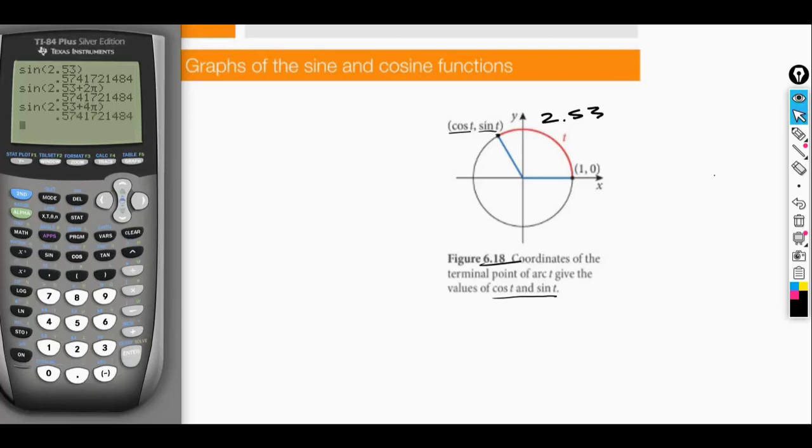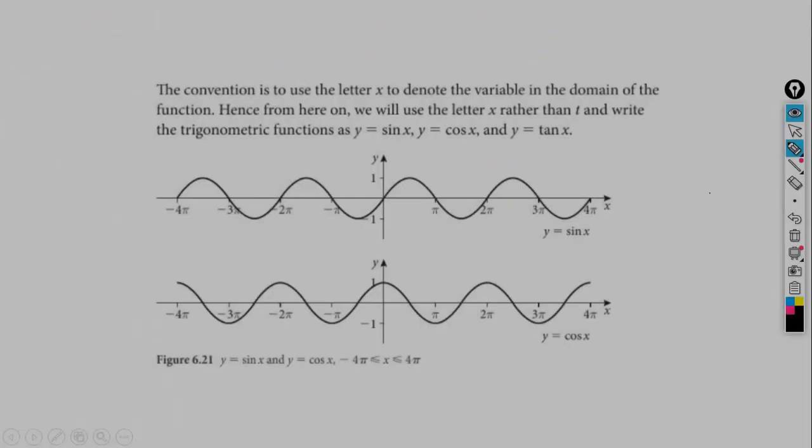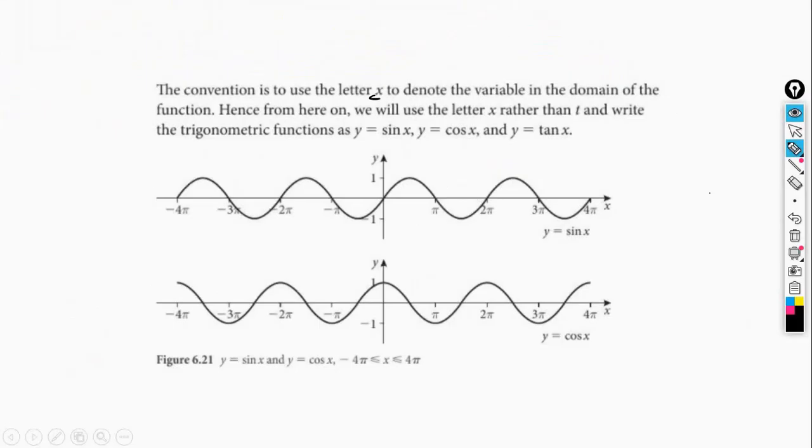The reason is that the sine function as well as the cosine function have a period of 2 pi, because 2 pi is, in radians, a full revolution around a circle. The convention is to use the letter x to denote the variable in the domain of the function. So from here on, we will use the letter x rather than t and write the trigonometric functions as y equals sine of x, y equals cosine of x, and y equals tangent of x.